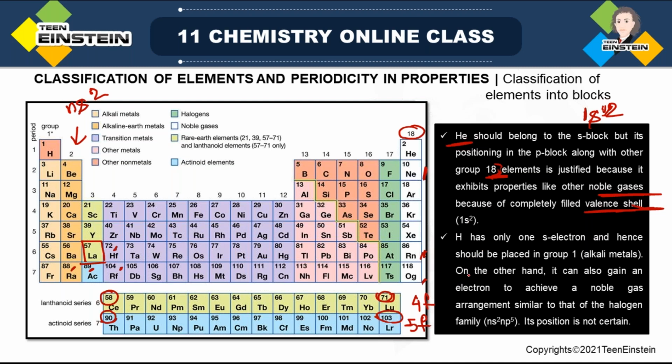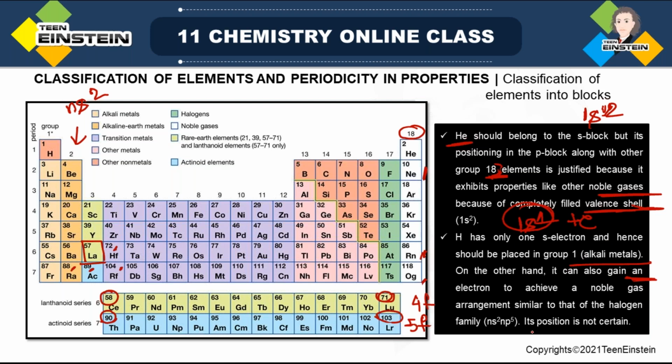Next we'll see another controversy, hydrogen. So the first point is related to helium, the second point is related to hydrogen. Hydrogen has only one s electron, 1s1 configuration, and hence it should be placed in group 1. That is the logic. But if you consider another logic, as it is 1s1, it can attract one more electron. Now it will become 1s2. So it can gain an electron to achieve a noble gas arrangement like helium.